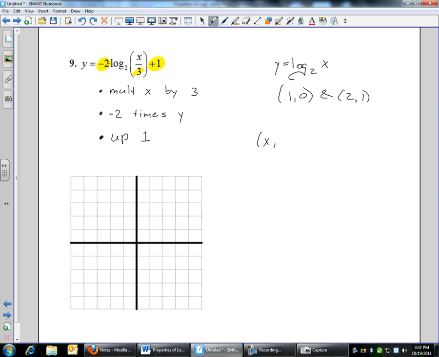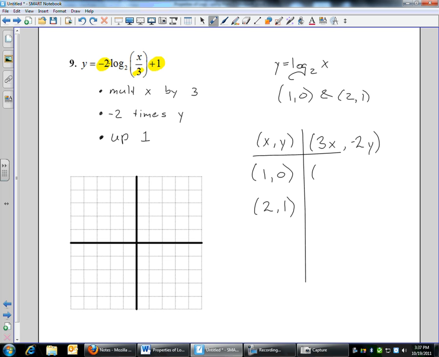So let's do the multiplication first. My graph started with ordered pairs (1, 0) and (2, 1). And I'm going to multiply my x's by 3, so it's going to be 3 times x. I'm going to multiply my y's by negative 2, so negative 2y. So 3 times 1 becomes 3. Negative 2 times 0 remains 0. 3 times 2 becomes 6. Negative 2 times 1 is negative 2.